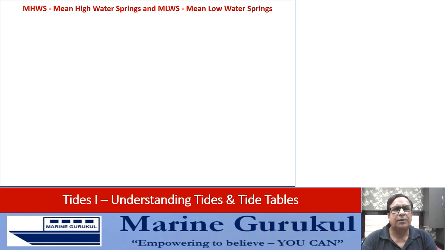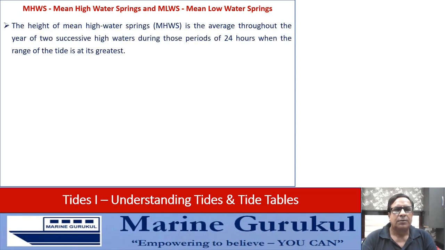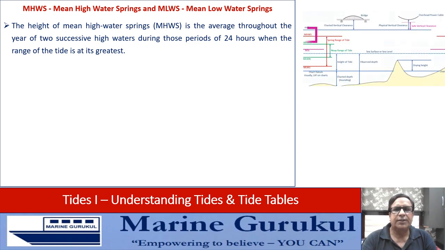Mean high water spring and mean low water spring. The height of mean high water spring is the average throughout the year of two successive high waters during those periods of 24 hours when the range of the tide is at its greatest. That means when you have spring tide, the height of the two successive high waters is taken for a period of 24 hours, and this is averaged for the full year, and that is what gives us mean high water spring. You can see in this diagram, here is the mean high water spring level.